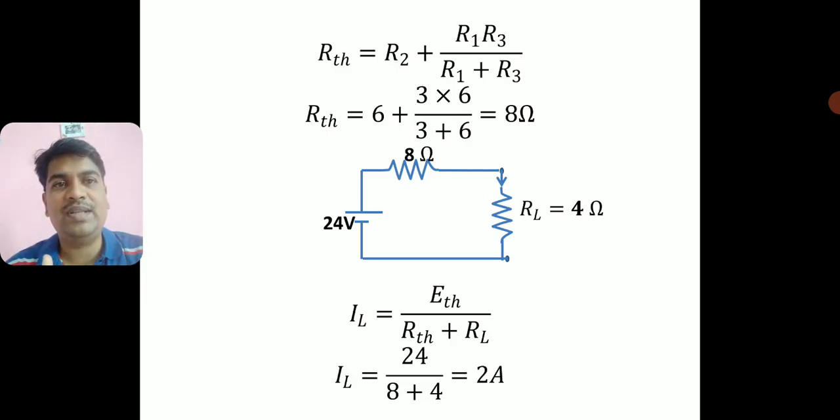So it is 8 plus 4. IL is equal to 24 divided by 8 plus 4. You will get 2 ampere. The current through load resistance is 2 ampere. How did I do this? I converted that complex network into a simple network, and I know the value of VTH and RTH. In this simple network, now I am trying to find the current flowing through the load resistance by simple Ohm's law. Okay, so I got the current through load resistance as 2 amperes.